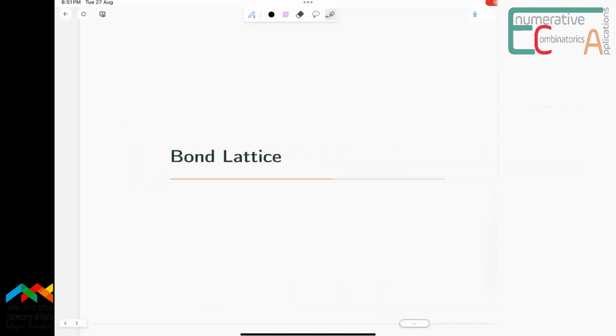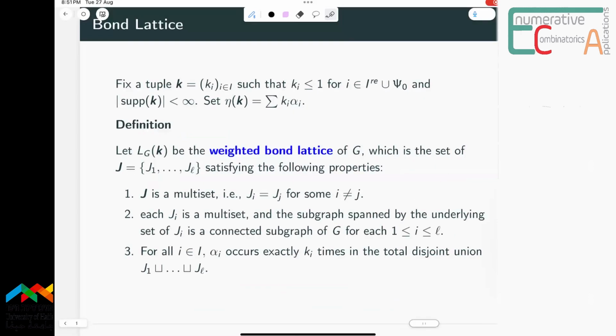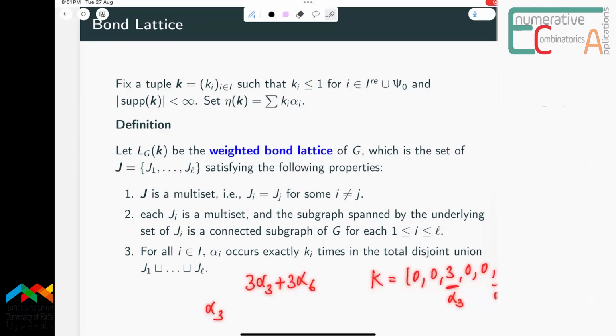Now we will need some terminology, the bond lattice. So what is the bond lattice? Suppose we have this bold tuple K, like we see in the example 0, 0, 3, 0, 0, 3. In that case, this corresponds to alpha 3 and this is alpha 6. So I consider this root 3 alpha 3 plus 3 alpha 6. Now I can partition this in such a way, like I can consider one partition alpha 3, alpha 3, alpha 6, alpha 3, alpha 6, alpha 6.